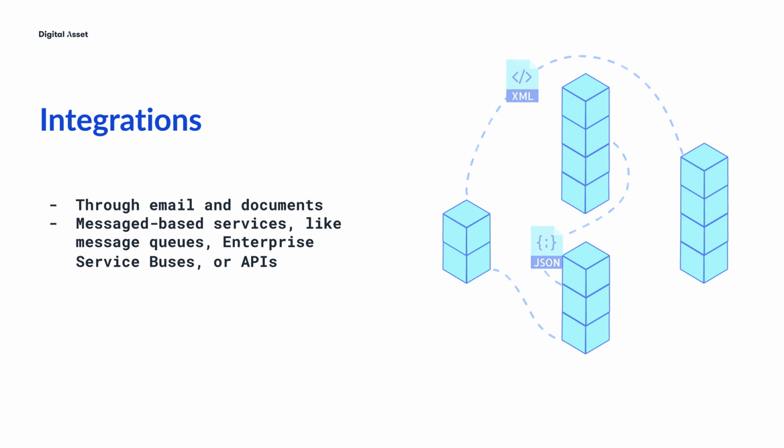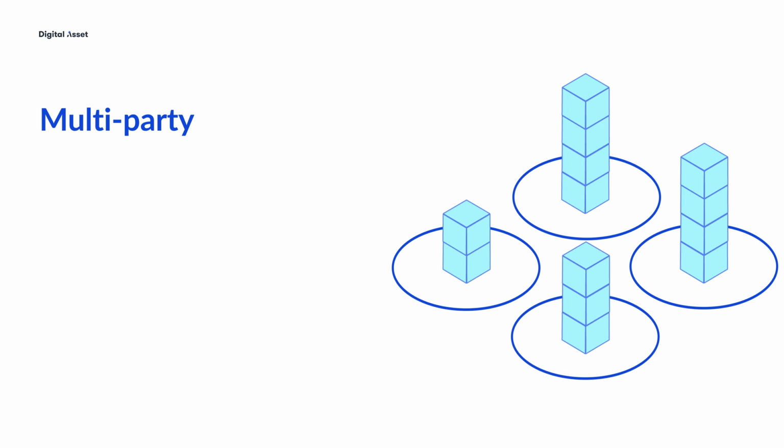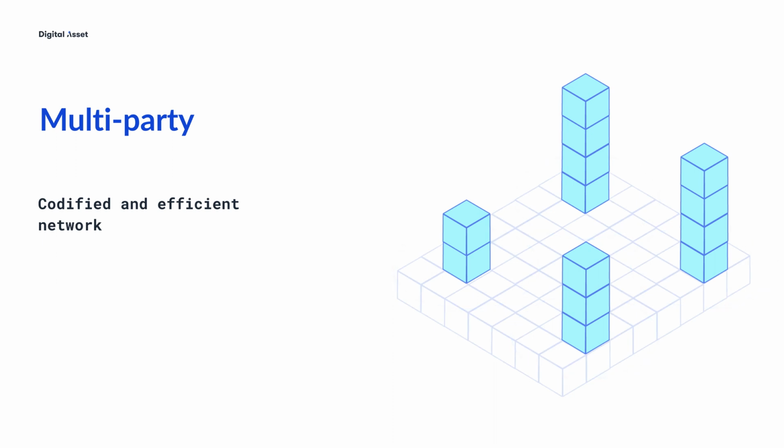These integrations also create silos, each with their own growing changes and requirements that can break or shift in unforeseen ways. Multi-party applications designed with a distributed ledger and smart contracts can drastically reduce the risks around integration between those parties. Multi-party applications fundamentally change the relationship between parties from a loosely connected collection of silos with message-based integrations to a codified and efficient network of parties that can seamlessly work together to build workflows.